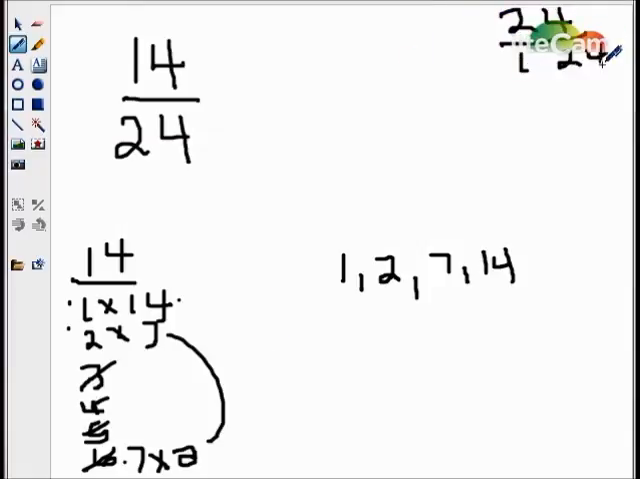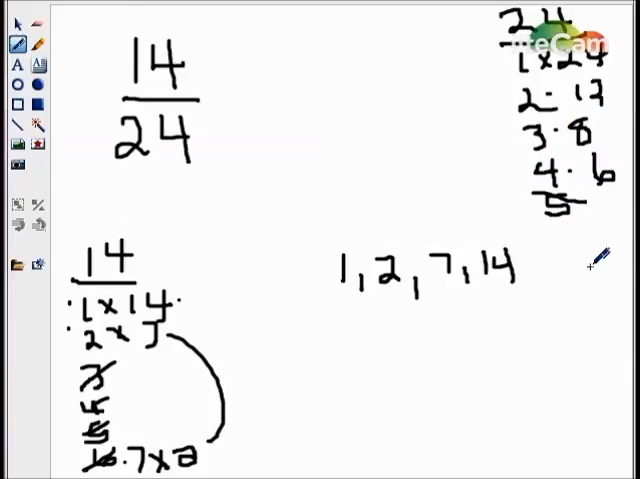1 times 24 is 24. 2 times 12. If you don't know, do division. 24 divided by 3 is 8. 24 divided by 4 is 6. 24 divided by 5 gives you a decimal. It doesn't work. 24 divided by 6 is 4. There's my backwards fact. I'm done. List them. 1, 2, 3, 4, 6, 8, 12, and 24.